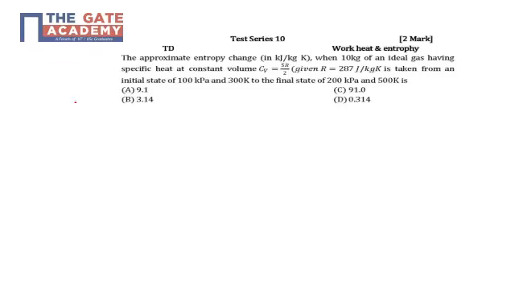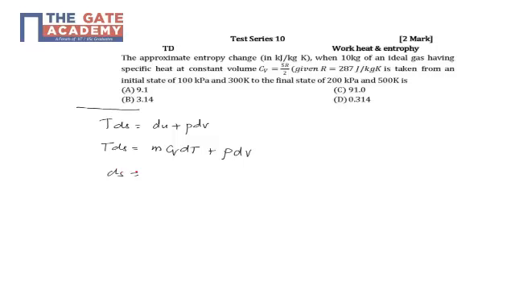Let's discuss a question from thermodynamics. We are asked to calculate change in entropy, so we will use the TdS equation. TdS is dU plus pdV, and for an ideal gas dU is m Cv dT, and pdV we'll just write pdV.